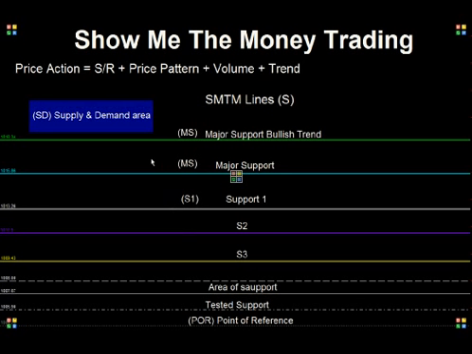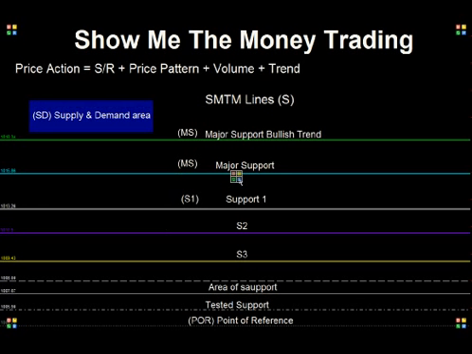So I don't do measured moves, I don't do any of that stuff. All I do is see where these lines are at and decide if it's been tested, not tested, what I'm buying, what price pattern I need to see at these lines, and how much I want to take off when prices reach these lines of resistance. So this is how I use no indicators and how an SMTM trader interprets price.